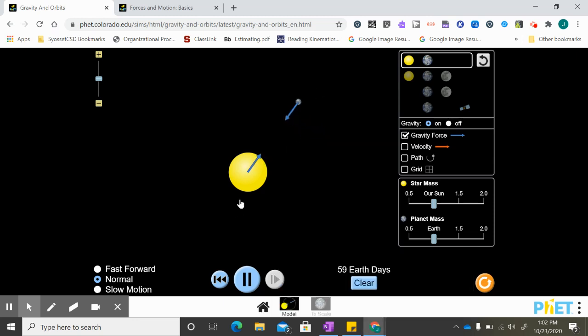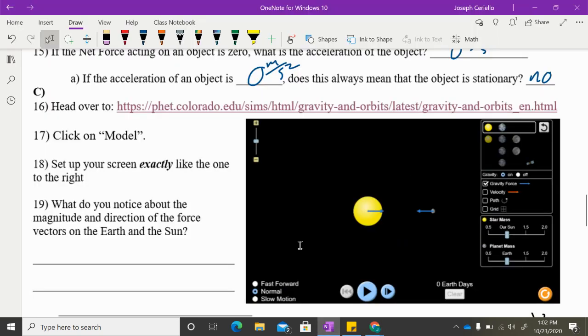Now that arrow represents the force of gravity, both the force of gravity on the Earth and on the Sun. Check this out. If I move the Earth closer, the force of gravity on both objects gets bigger. If I move the Earth farther, the force of gravity on both objects gets smaller. No matter where I put it, those forces are always equal in magnitude and opposite in direction. So let's jot that down.